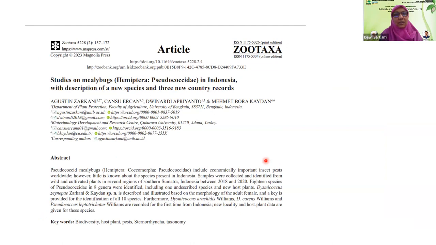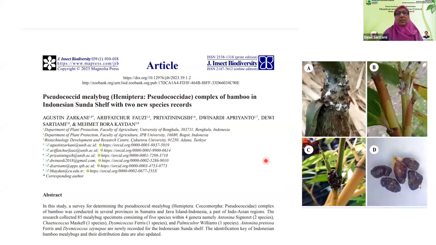Okay, Pak Agustin, in bamboo. Yes, in bamboo, is it? No, it's another new species and three country records, not yet in bamboo. Wait, after this, maybe bamboo. Yes, see, this is the bamboo. This species is actually covered by wax, but the wax is very thin. But the integument, the body of the mealybug, is black, like this.